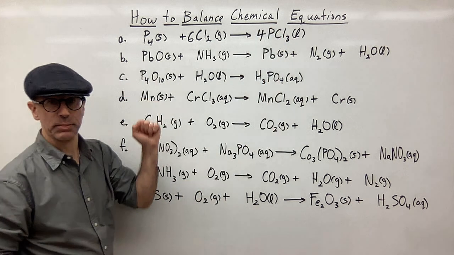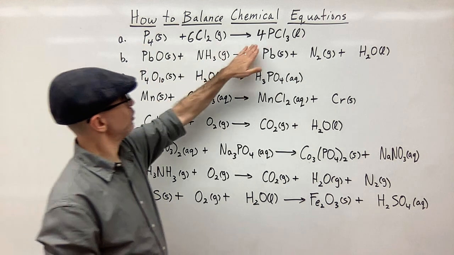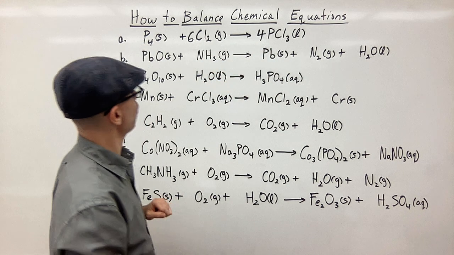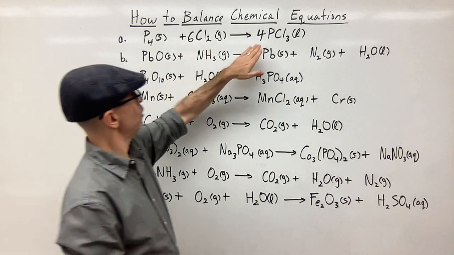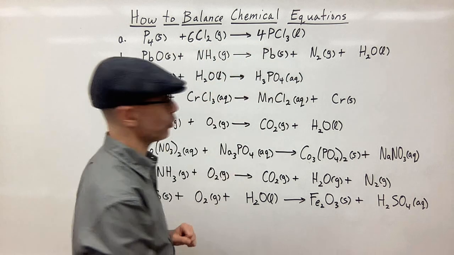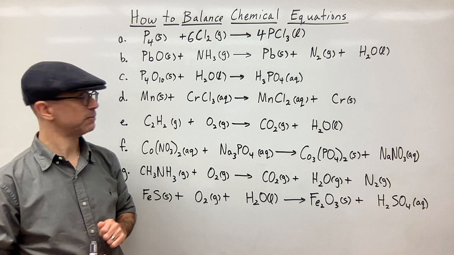And then you double check to make sure everything's balanced. So 4 phosphorus, 4 times 1 gives me 4 phosphorus. 6 times 2 is 12 chlorine. 4 times 3 is 12 chlorine. So everything is balanced. Let's go to the next one.